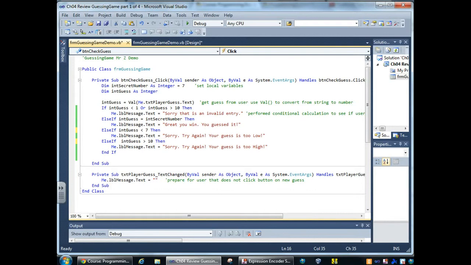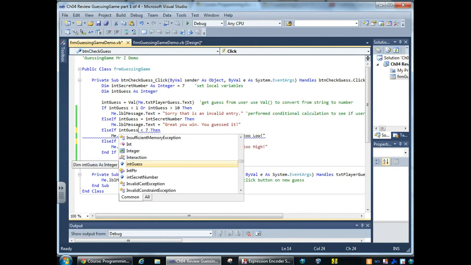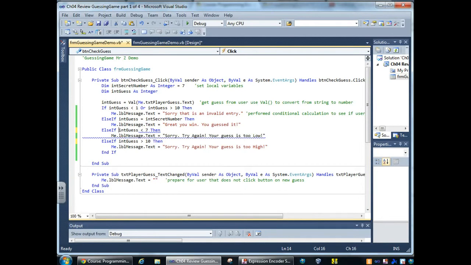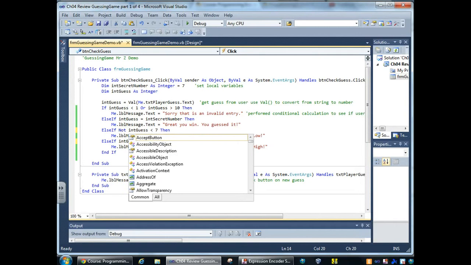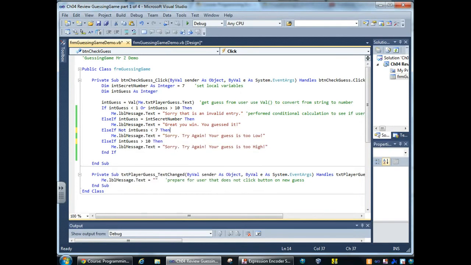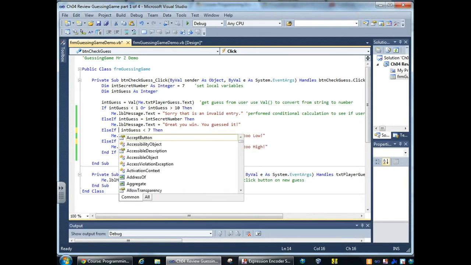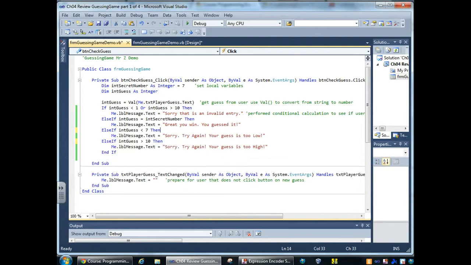By the way, some common errors that I see with using this: sometimes people will, as we read it, say else if int guess is not less than 7, but you see I get this error message here. The not needs to come before the expression here. So it comes before when I type it in. So not int guess less than 7. Like I said, it's not a very good idea to do it that way anyway.